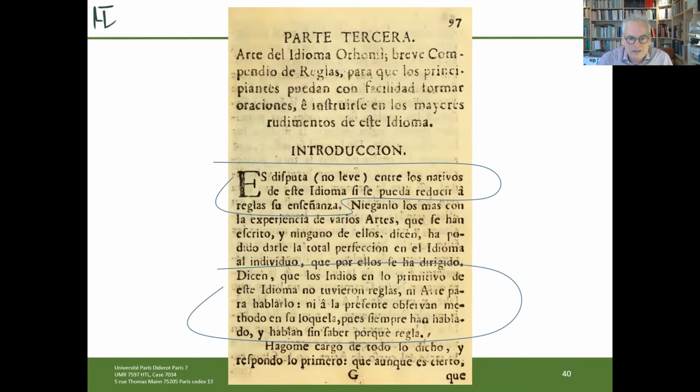So they have something like, they always spoke this language, y hablan sin saber por qué regla. They did not have a rule. But they did. There was a language, but they didn't know the rules.